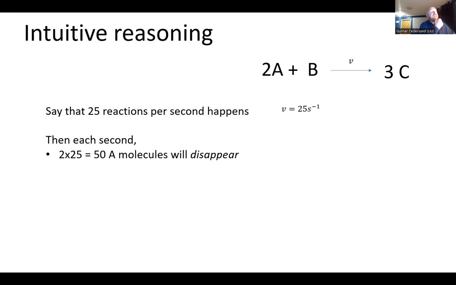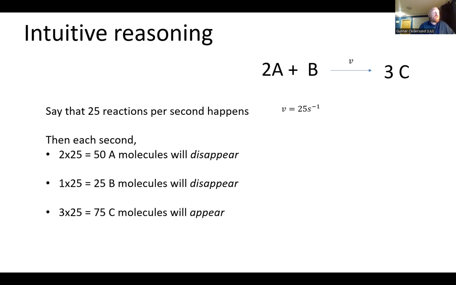That means that each second there will be 2 times 25 A molecules that disappear, and there will be 25 B molecules and 3 times 25 C molecules that appear. So A and B disappear and C appears. This is basically what we put into the differential equation: how quickly things change. The differential equation describes the derivative.